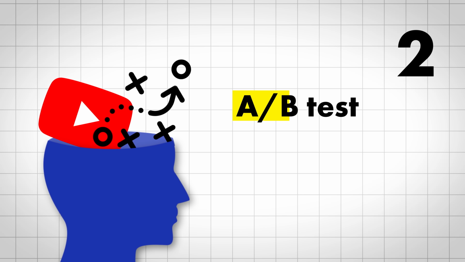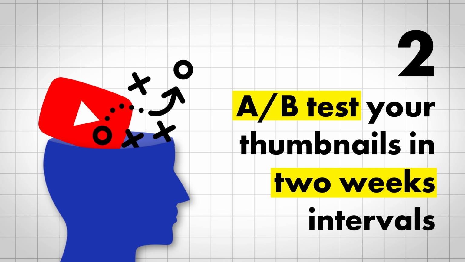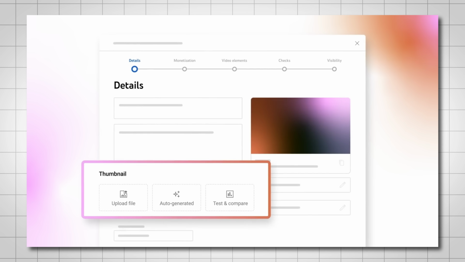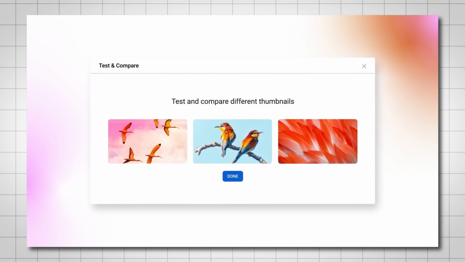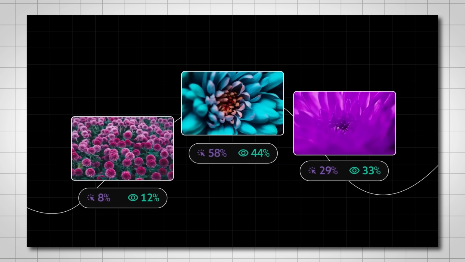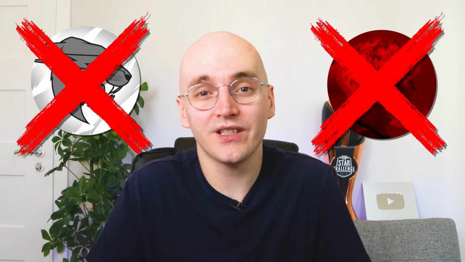Number 2. A/B testing your thumbnails in 2-week intervals. Recently, YouTube launched its test and compare feature, which allows us to upload multiple thumbnails, up to 3, to check which the audience is more likely to click on. However, many creators, including Mr. Beast, Ryan Trahan and others, are actually using this feature wrong.